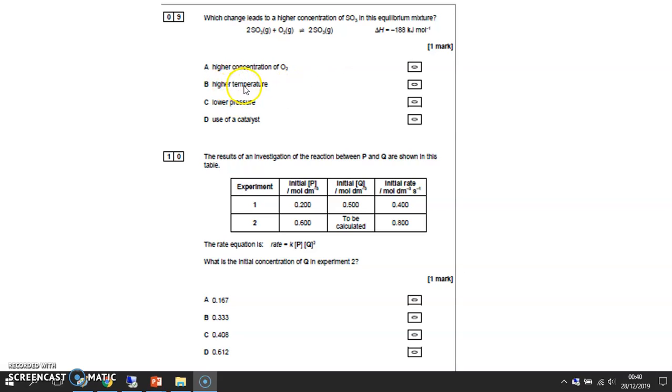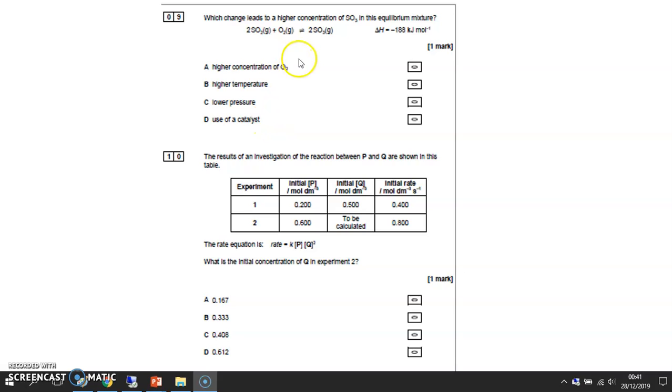Let's just check. Higher temperature, by Le Chatelier's principle, will try and lower the temperature. Well, it's an exothermic reaction, so it won't shift it to the right hand side to make more heat. It'll shift it to the left hand side. B is wrong. Lower the pressure. Well, I've got 3 moles on the left and 2 moles on the right, so increasing the pressure would shift the equilibrium to the right hand side to try and lower the volume. So lowering the pressure would go to the left hand side.